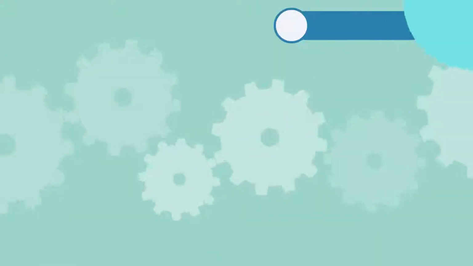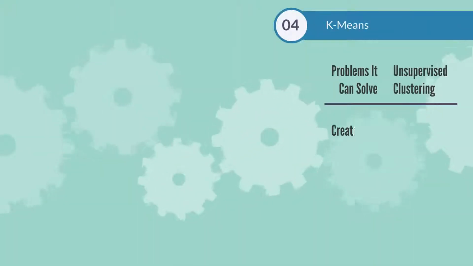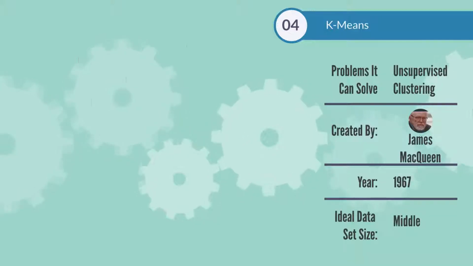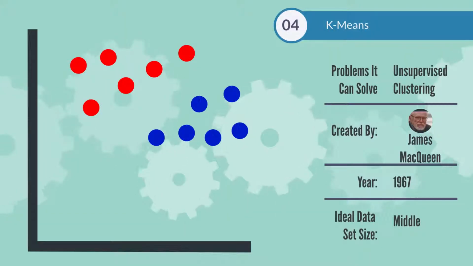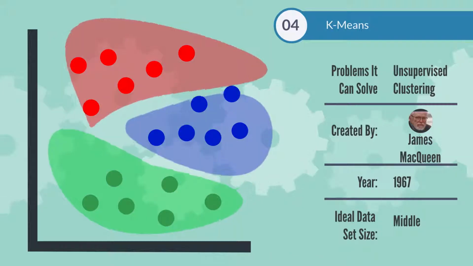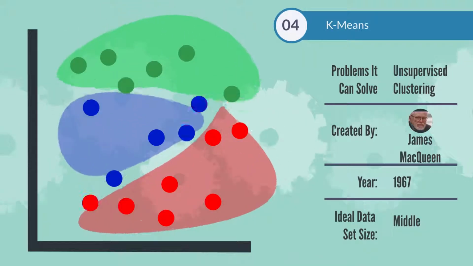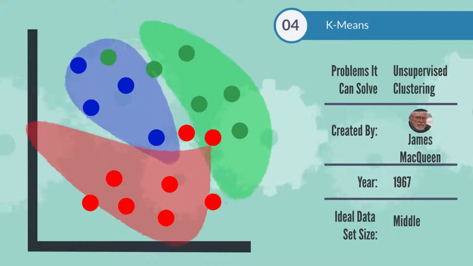The next model is called k-means. This is an unsupervised algorithm and is used to find clusters. It groups similar data points when there is no predefined answer. This is a simple machine learning algorithm that iteratively defines the mean of groupings of data points. This model came about in 1967 when first used by James McQueen.